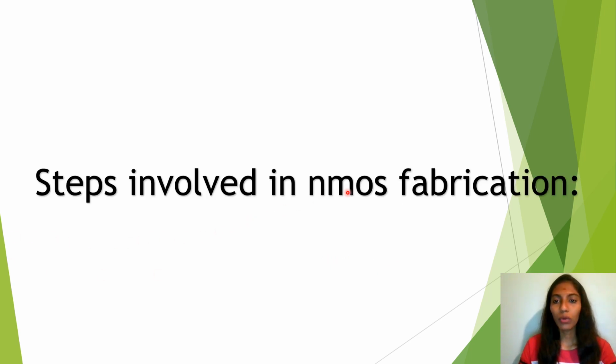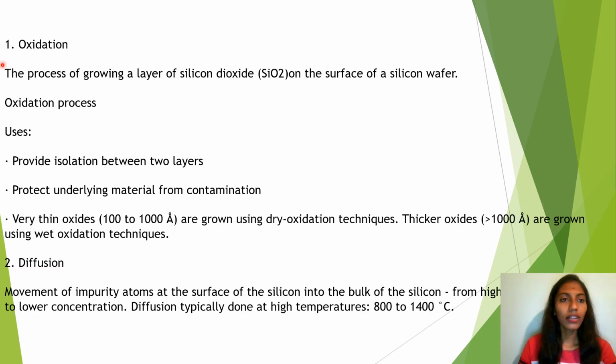Steps involved in nMOS fabrication. Now let us see the nMOS fabrication. Here the first step is oxidation. The process of growing a layer of silicon dioxide on the surface of the silicon wafer is called an oxidation process. The uses of the oxidation process are that it provides isolation between two layers and protects the underlying material from contamination.